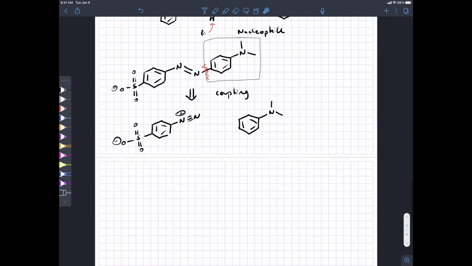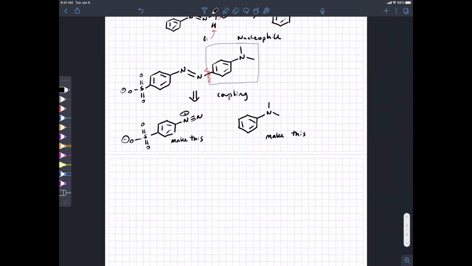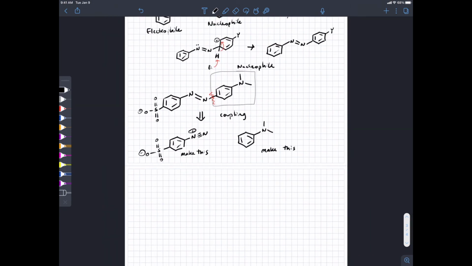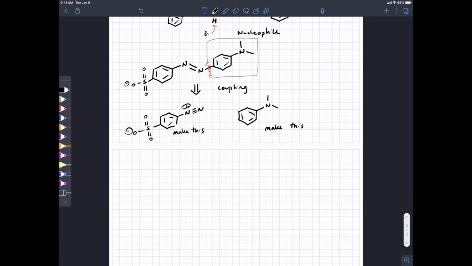So I'm going to rely on you to make both of these. That would be a decent practice to do in your notes, and I will put the solution to this in the notes to today's lecture. But I want to give you one more chance to think about a late stage coupling reaction and which side you would have wanted to be the nucleophile versus the electrophile.